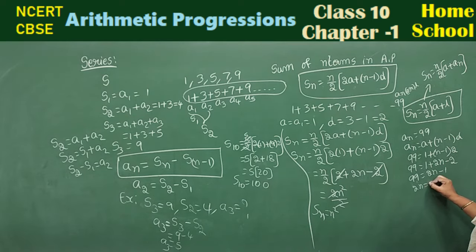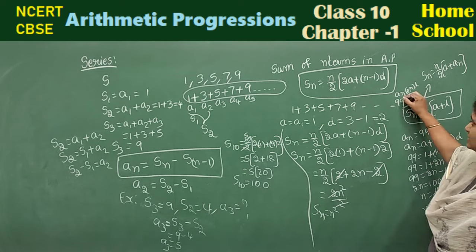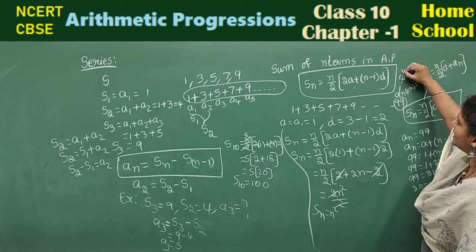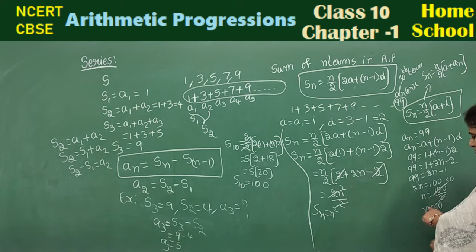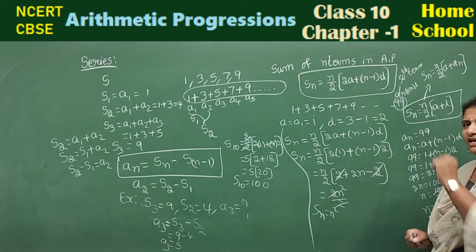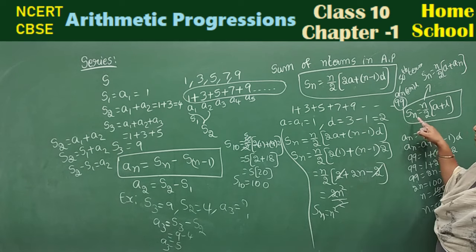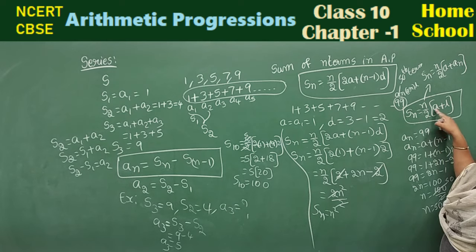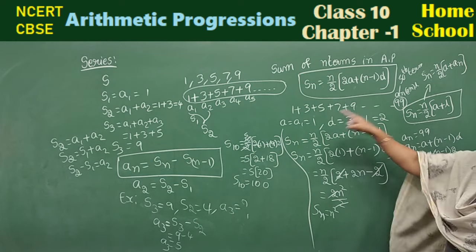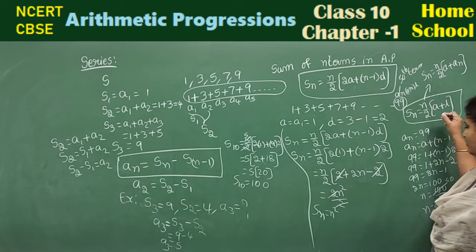At a time you can interchange. 2n is equal to 100, n is equal to 100 by 2. That will be 50. So what is this n value then? n value is 50. That means the 50th term is 99. First we should find the n value. Which term is that last term? 50. So now S50, the sum of 50 terms, is equal to 50 by 2 into (a plus l), that is 1 plus 99. Let's find this out.